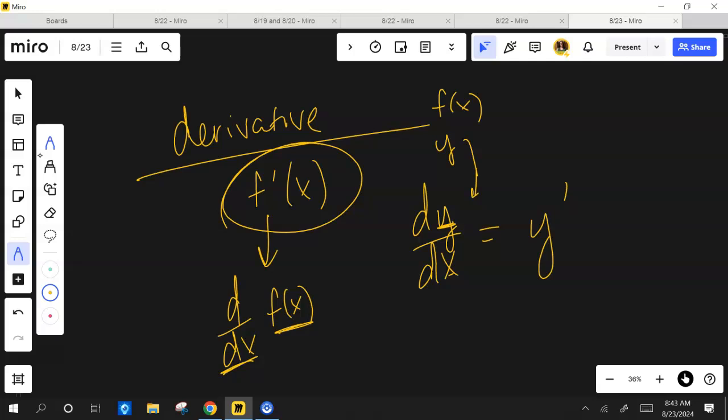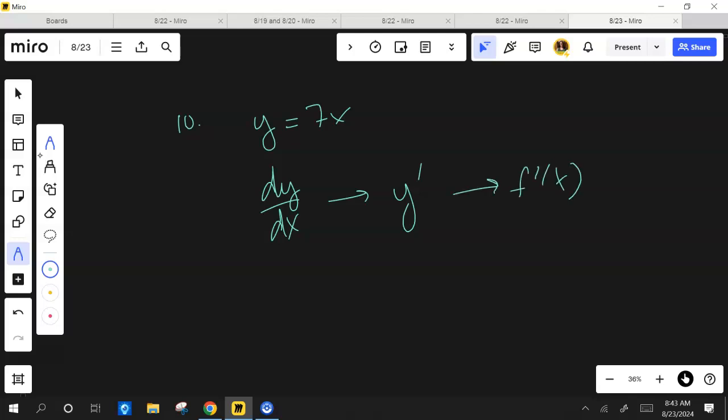It's just notation. If I told you, look at number 10. Number 10 says y equals 7x, and they say find dy/dx. They're saying find y prime. Find the derivative. That's f prime of x, same thing. This is all synonymous.